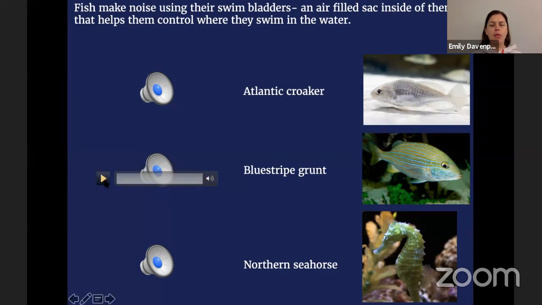Okay, and then this is a blue stripe grunt. You can see where I got the grunt name. And then this is the northern seahorse.